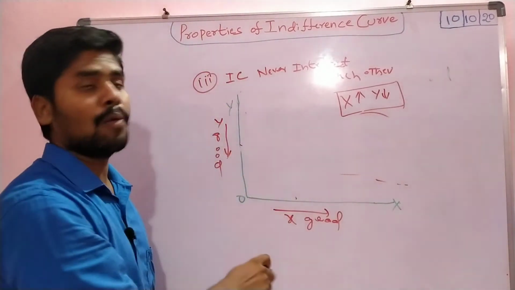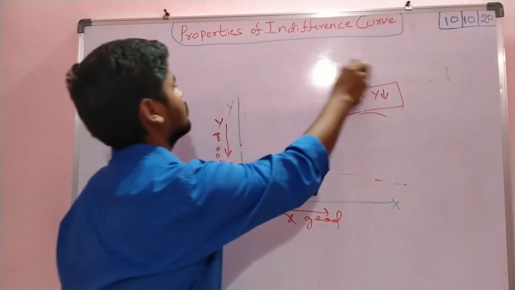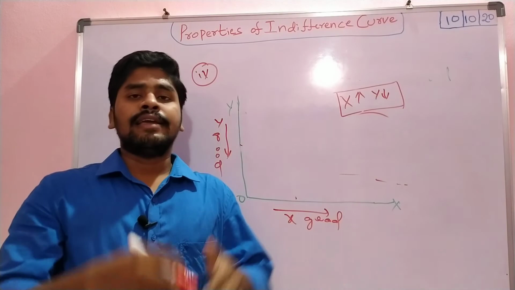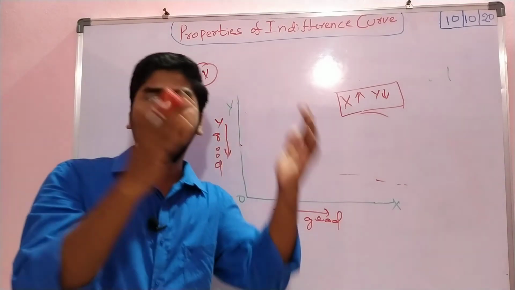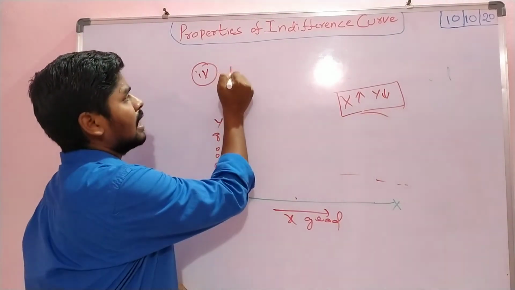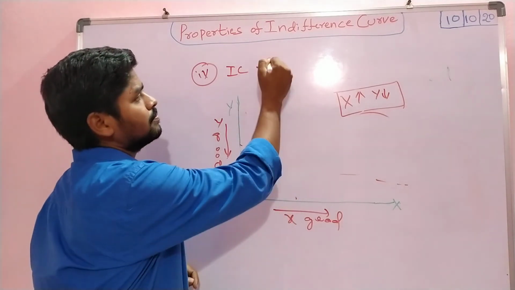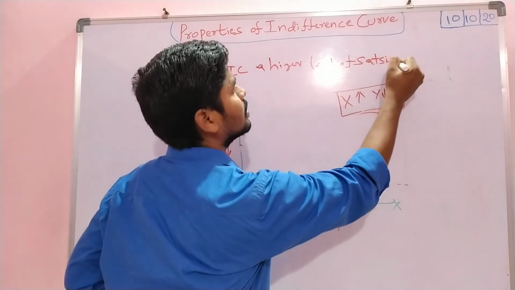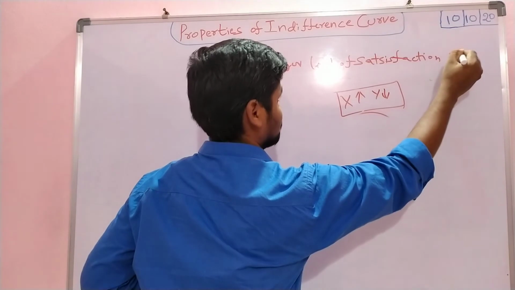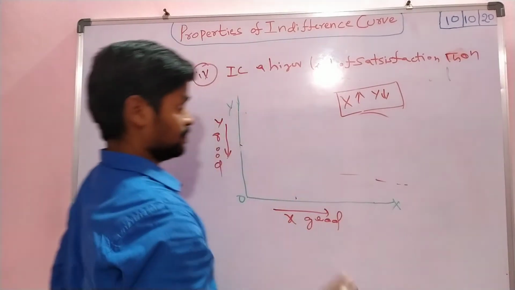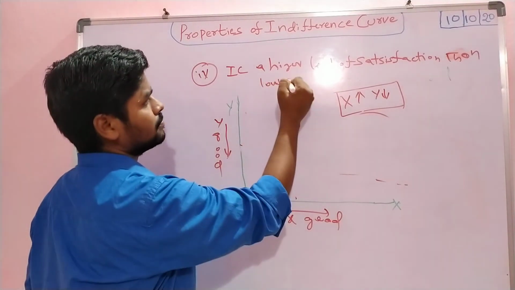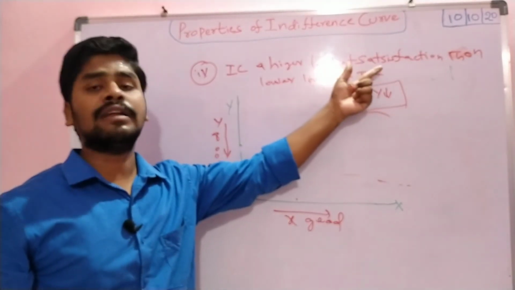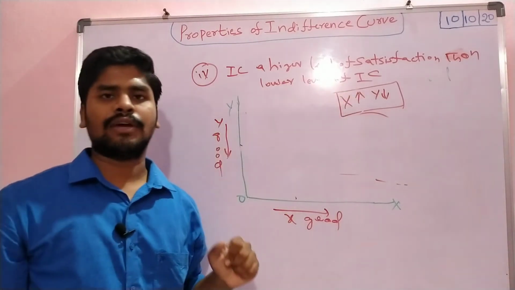This is the third most important property of indifference curve, and the fourth important property is that a higher indifference curve represents a higher level of satisfaction than a lower indifference curve. So a higher level of indifference curve will give a higher level of satisfaction than a lower level of indifference curve. How is it? Let's see here.